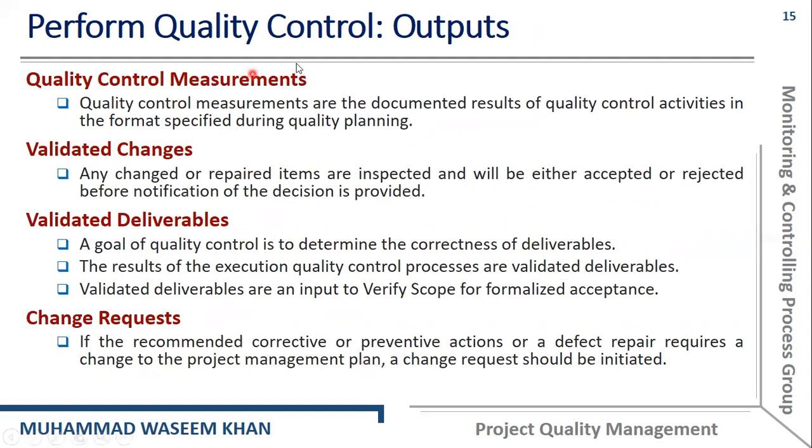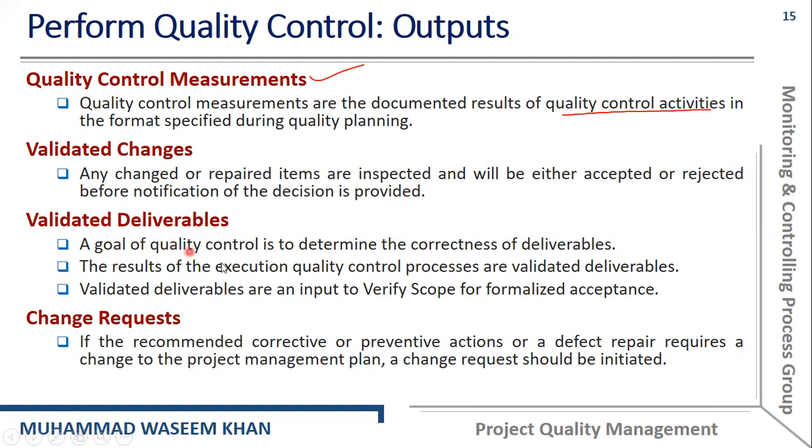Then we have the quality control measurements. Quality control measurements are the documented results of quality control activities in the format specified during quality planning. Validated changes are any changed or repaired items that are inspected and will be either accepted or rejected before notification of the decision is provided. These things are simple, so I'm not going to explain them in detail.